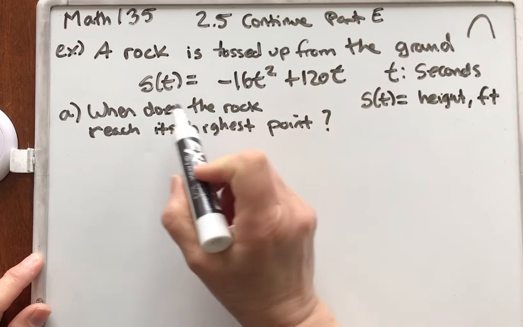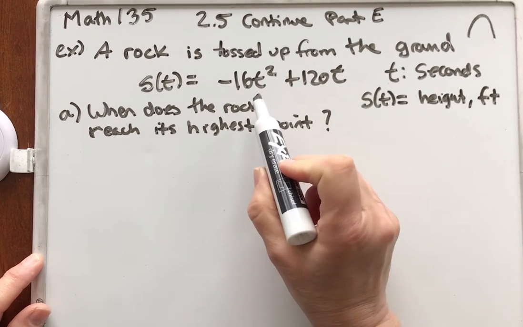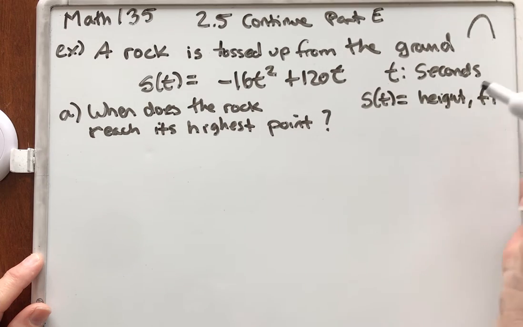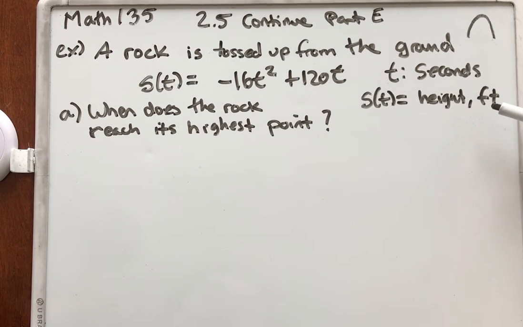It's a quadratic. So we have S of t equals negative 16t squared plus 120t, where t is in seconds, and S of t is in height, in feet. Okay, so our first question, when does the rock reach its highest point?